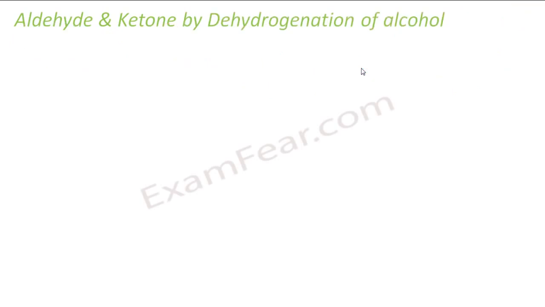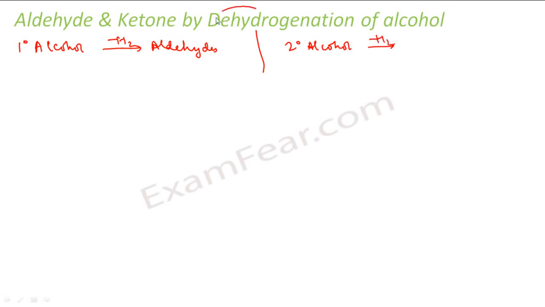The next is dehydrogenation of alcohol. The reaction looks similar to my oxidation of alcohol. Here also similar stuff. If I have 1 degree alcohol and I do a dehydrogenation, that is you remove hydrogens, you get aldehydes. And if you have 2 degree alcohol, you remove hydrogen, that is dehydrogenation, you get ketones. 3 degree alcohol will not work here.